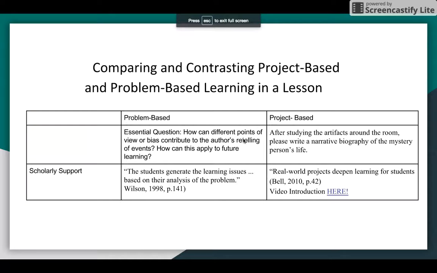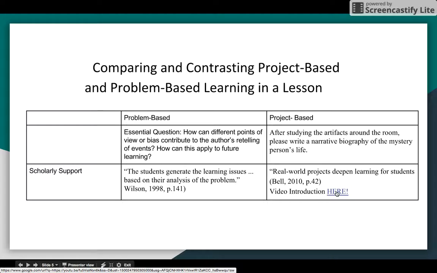So at the beginning of the lesson, I'm going to discuss project-based first. After studying artifacts around the room, you're going to write a narrative biography of the mystery person's life. That is the objective. And the mystery person ultimately will be me, but they will get to know me in a different way. I had some fun with this, and I created a video introduction for this assignment.